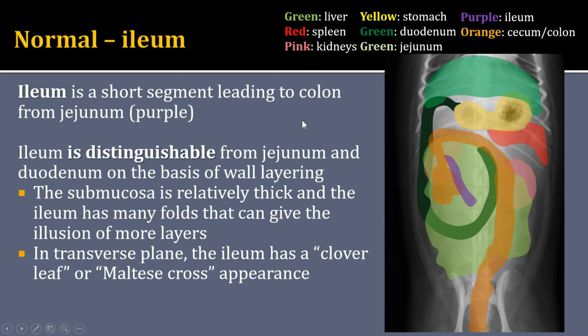The last segment of small intestine is a very short segment, the ileum, and that leads to the colon. That's in purple here, so very short, leading to the colon. The ileum is distinguishable from the jejunum and duodenum based on the wall layering and proportions. The submucosa in the ileum is relatively thick, and the ileum has a lot of folds that can give it the illusion of more layers when we're looking at it. In transverse plane, there's a cloverleaf or Maltese cross appearance that I'll show you here.